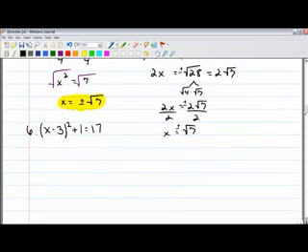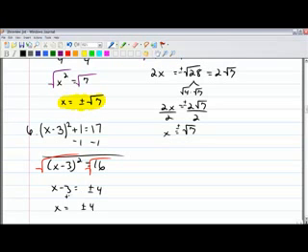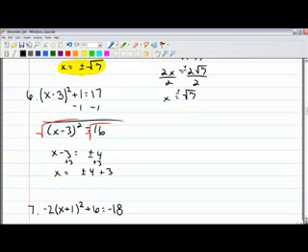Number 6, subtract 1, 16 on the right, (x minus 3) squared on the left. Go ahead now, take the square root of both sides. x minus 3 equals plus or minus 4, so x equals plus or minus 4 plus 3. Okay, so x is equal to 4 plus 3, which is 7, or negative 4 plus 3, which is negative 1.